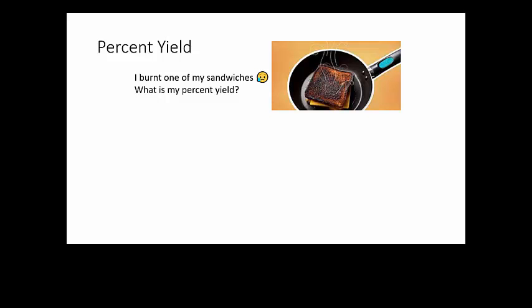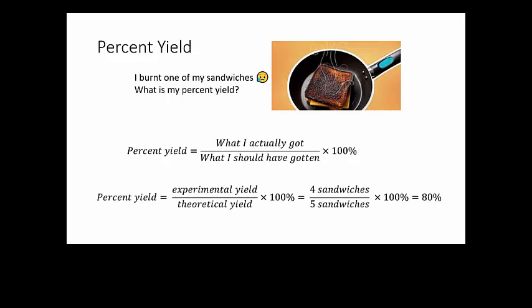And there's lots of reasons why you may not have 100% efficiency when you're performing chemical reactions too. But let's find out what my percent yield is for this reaction. What I actually got, my experimental yield, over what I should have gotten, my theoretical yield, times 100%. So for this example, I should have gotten 5 sandwiches, but I only got 4. So 4 out of 5 times 100% is an 80% yield.